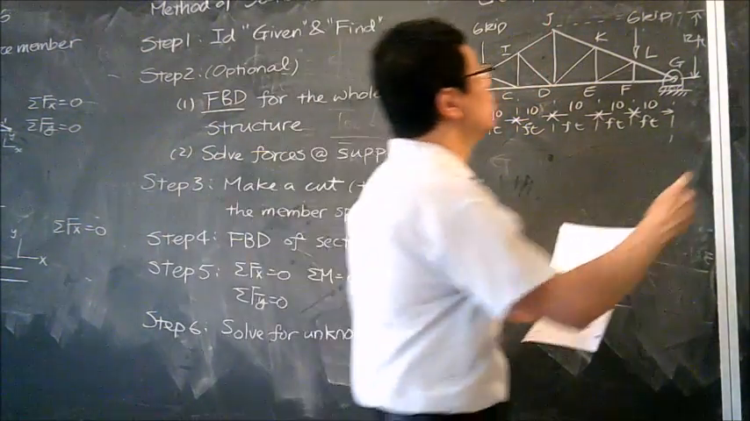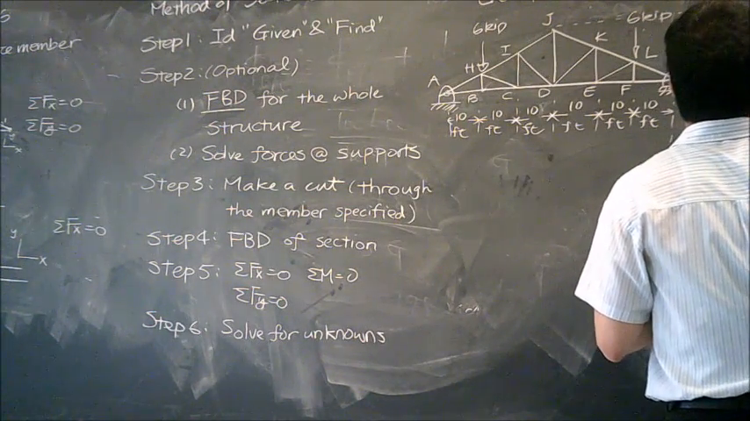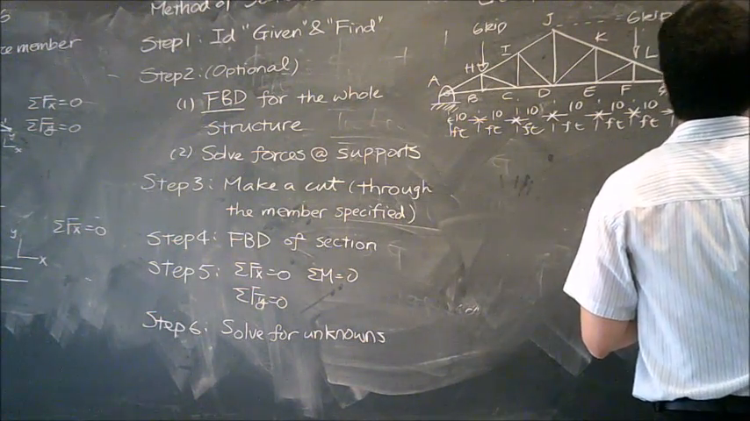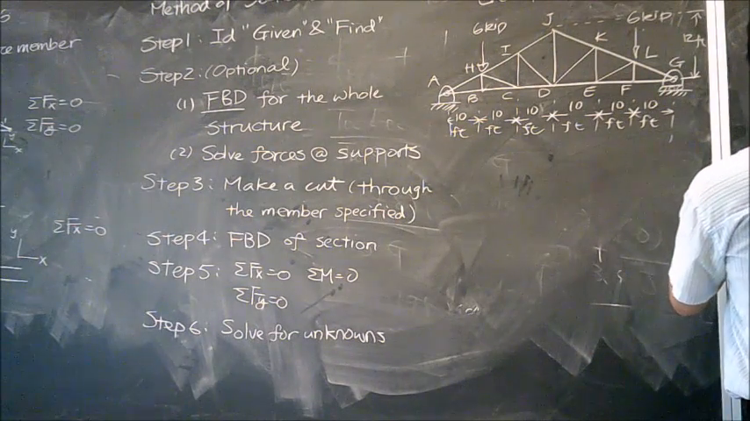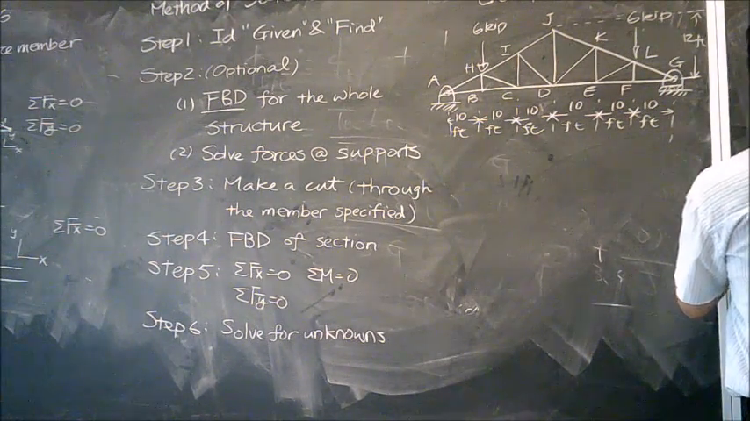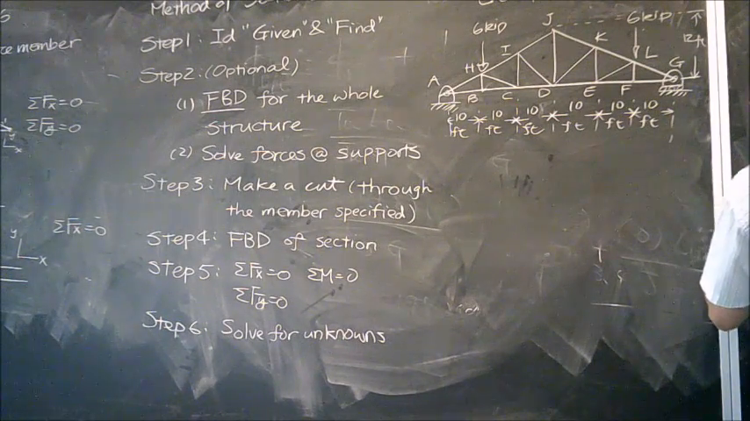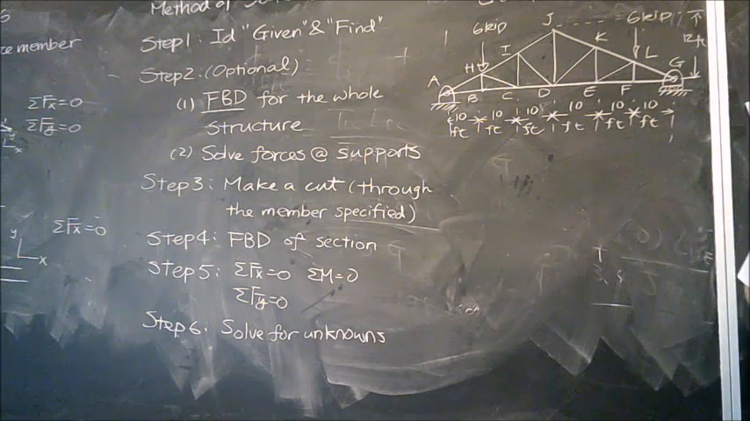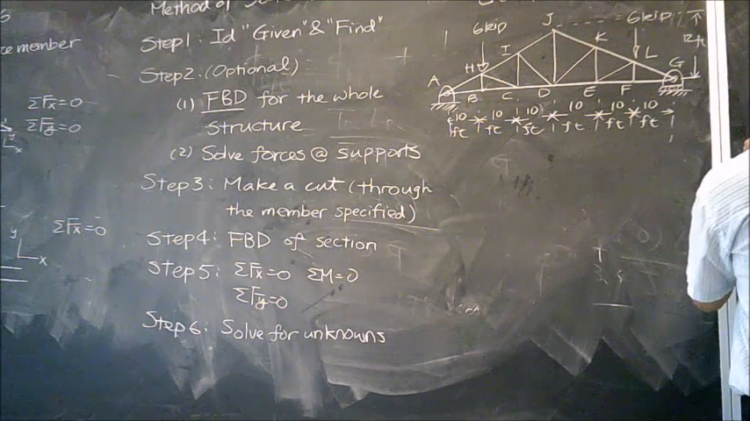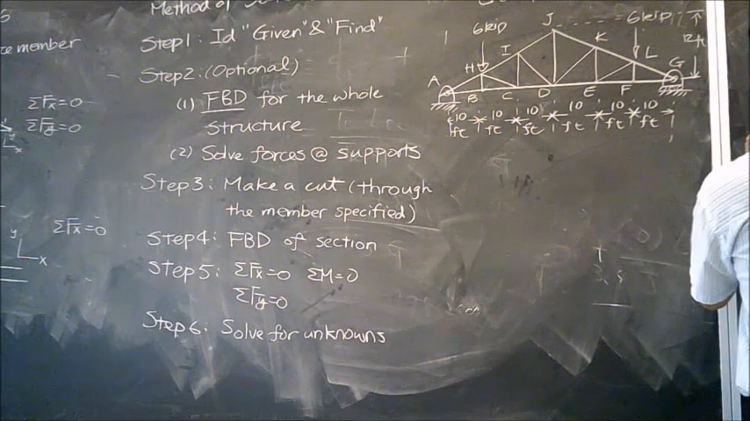So we would like to use method of sections to figure out how much force is provided in this member. So we need to identify what is given and what we need to find. We are given two loads, two forces, and one truss. We want to find F DJ.